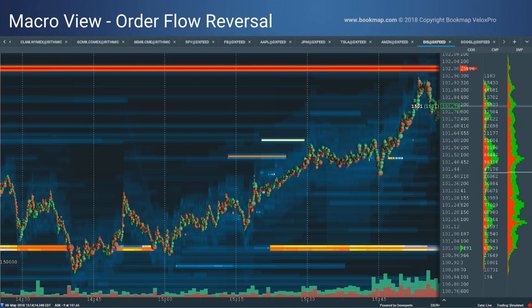All right, again, macro view here, and this is a reversal. Well, where is the high liquidity? It stands right out there at 102. You're going to notice in all of these examples in the U.S. equities, they're at the big figures. 102, here they are. We're looking at Disney in this example, and where are they on the bid? They're down here at 101. Well, look, we trade right into them, and we trade through them for a bit.